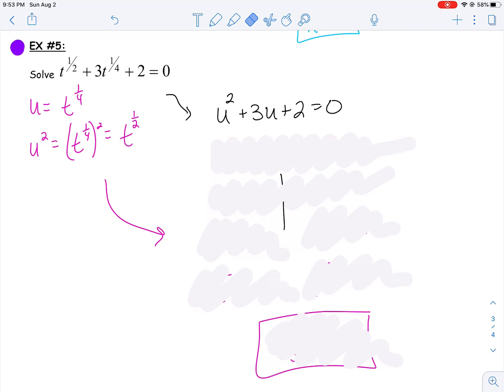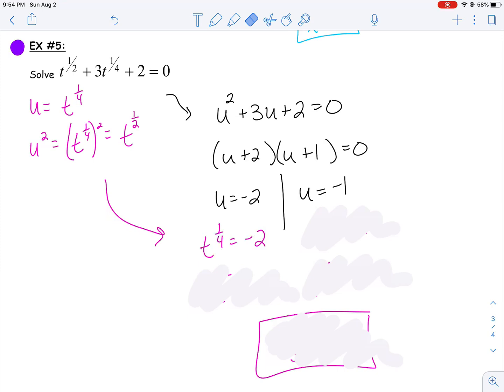Try to factor first if that works, and then possibly use the quadratic formula. Don't forget though to back substitute in and really solve for t and not u. It looks like this one factors into u plus 2 and u plus 1. I can set each of those equal to 0, and I end up getting u equals -2 and u equals -1. Let's go ahead and back substitute, because we don't want to solve for u, we really want to solve for t. Remember, u was the same thing as t to the 1/4, so I end up getting t to the 1/4 equals -2 and t to the 1/4 equals -1.